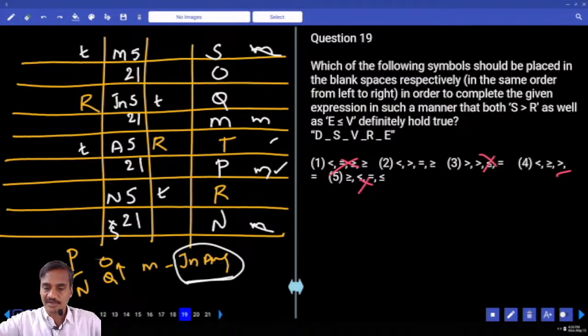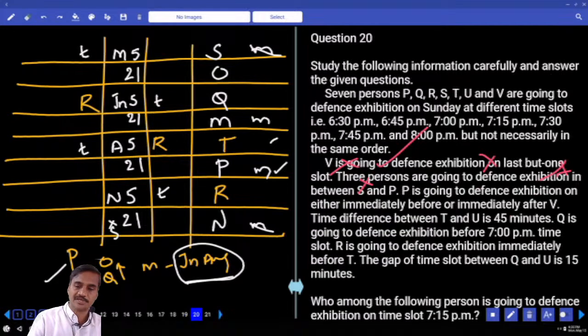E and V. Now between V and E we need to have greater than or equals. Hence, in the last, it must be greater than or equal to, greater cannot be. So choice 2 is the answer to question number 19. Then the 20th.